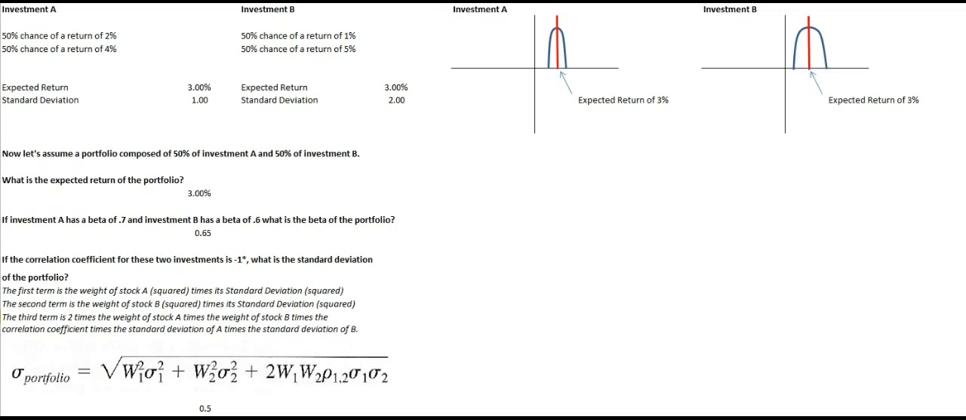All right, the standard deviation of the portfolio is magical, but a little bit intimidating at first. Heck, I'd be intimidated by this. But what we do is we're going to take the weight of stock 1, in other words, 50% of the investment is in stock A, we're going to square that, multiply it times the standard deviation of investment 1 squared, plus the weight of stock 2 squared times the standard deviation of stock 2 squared, plus 2 times the weight of 1 times the weight of 2 times rho, the correlation coefficient that says how these guys are related, times the standard deviation of 1 times the standard deviation of 2.